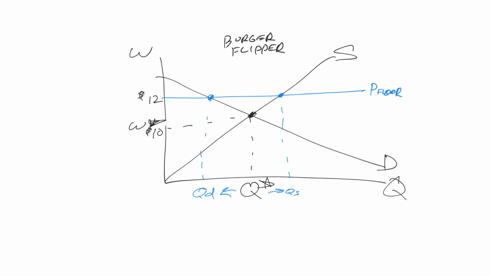So let's give that a number. Let's just say this is 10, and this is 12, and this is 8. Okay, that's not a very good 8. That's an even worse 8. We call that a surplus, because only 8 are demanded, but 12 are supplied.